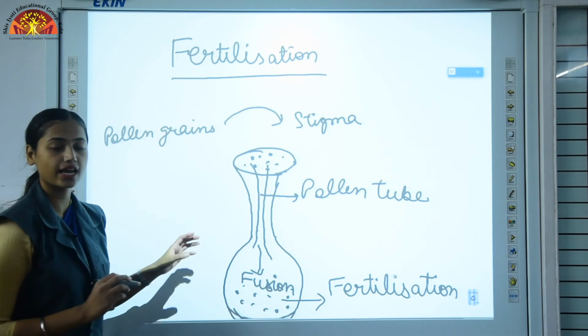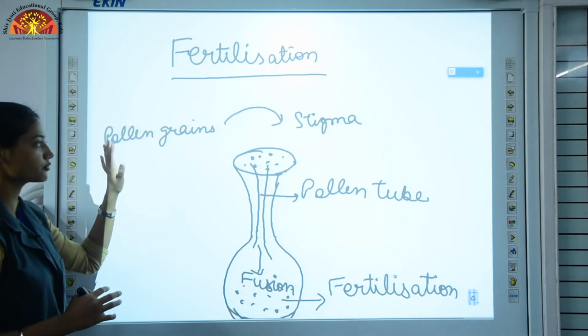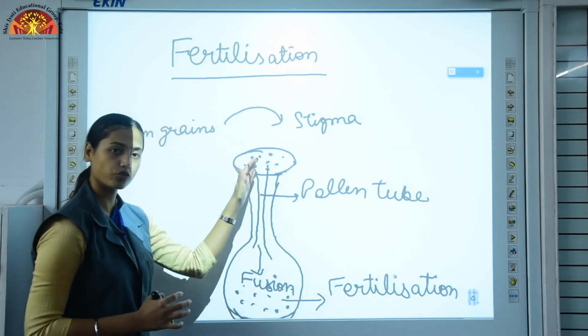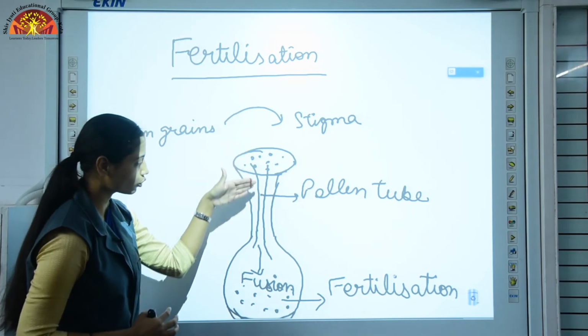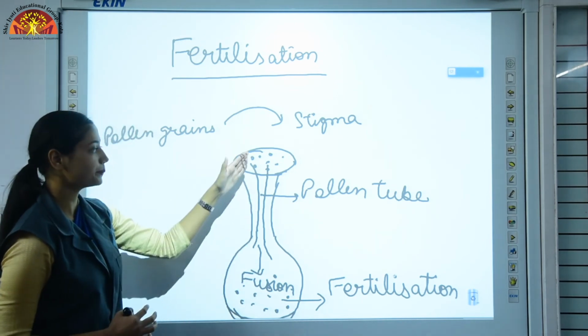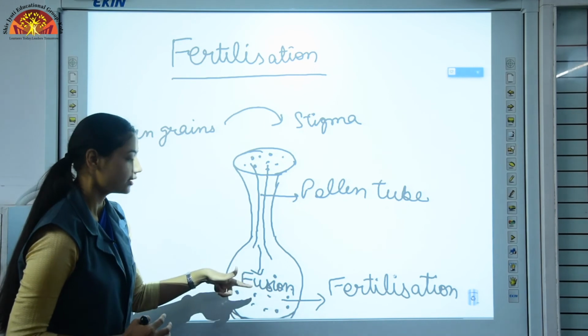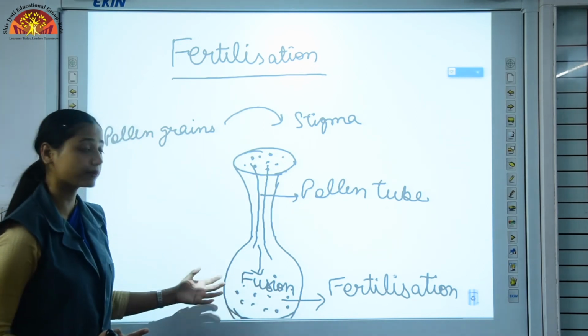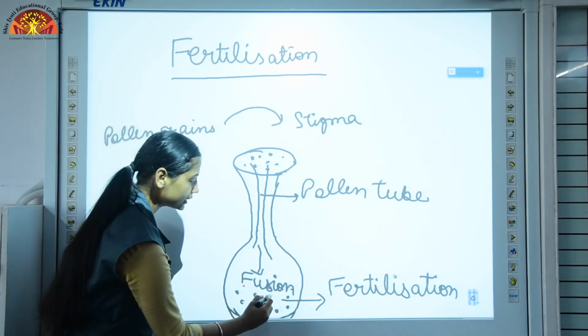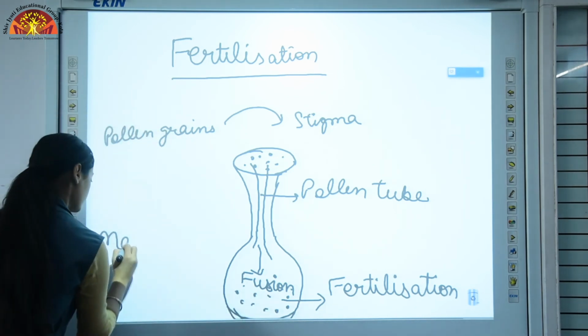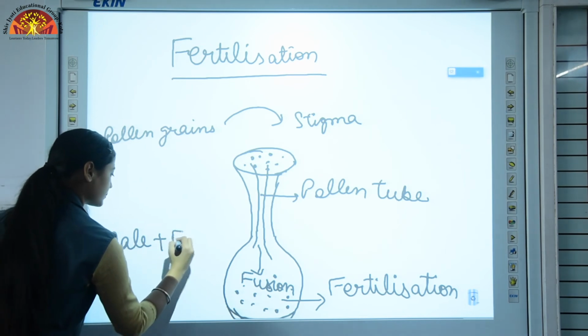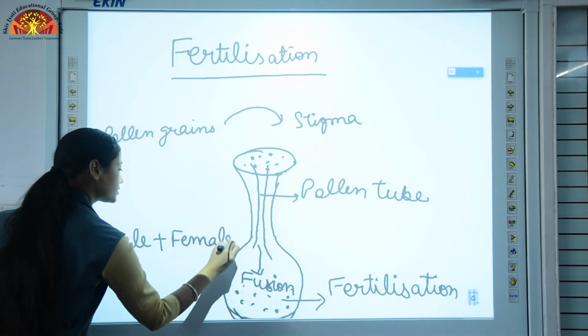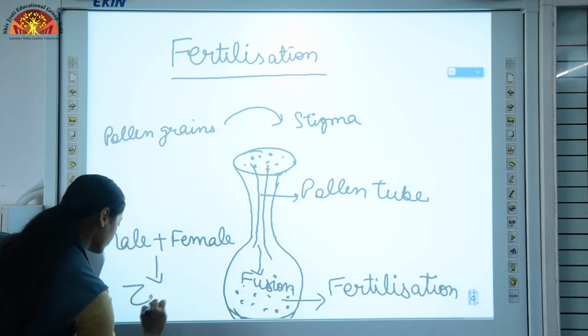First pollination happened, transfer of pollen grains from anther to stigma of another flower. Then it will grow a pollen tube which will carry pollen grains from stigma to the ovary where female reproductive parts are present, the female gamete is present. Fusion will take place, means fusion of male gamete and female gamete, and what will produce? Zygote.